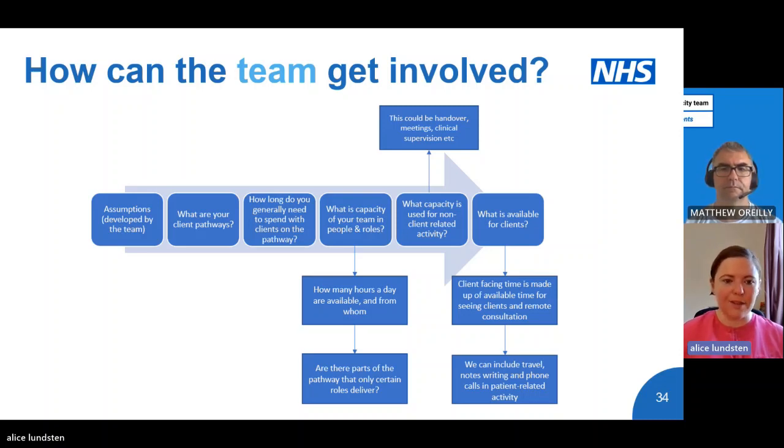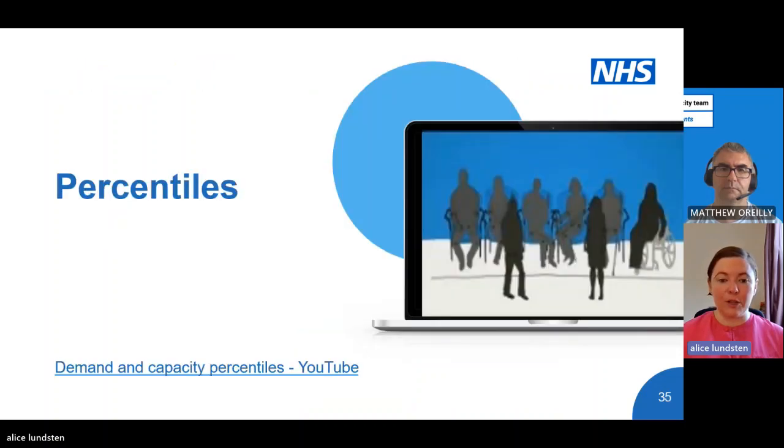what are your assumptions? What are your client pathways? What capacity is in the team and the roles? And then what is available for client? Like all of those prompt questions that you can work on together to really flesh it out and unpick what's going on. So I started at the beginning with saying that you shouldn't use averages.